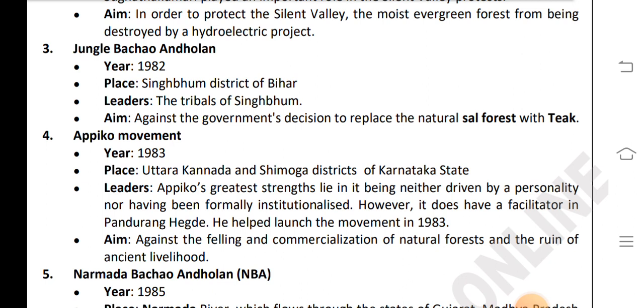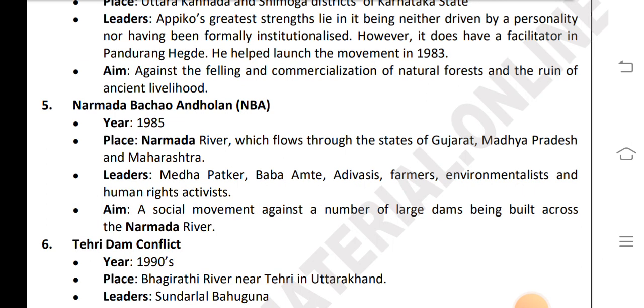Jungle Bachao Andolan, year 1982. Place: Singhbhum district of Bihar. Leaders: the tribals of Singhbhum, against the government decision to replace the natural sal forest with teak. Appiko movement, year 1983. Place: Uttara Kannada and Shimoga districts of Karnataka state.